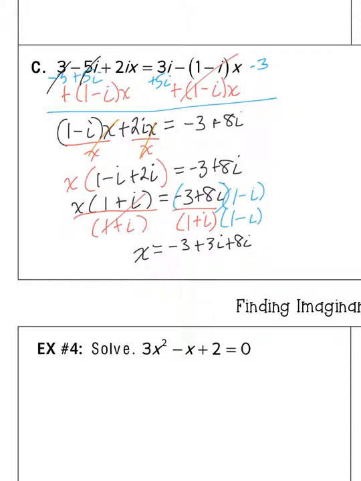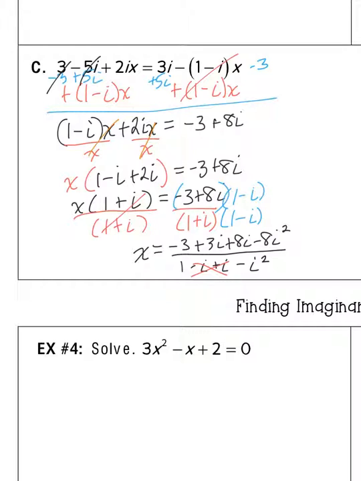And then 8i times -i is a negative 8i squared. We'll deal with that in a moment. Over. Then we're going to distribute here. 1 times 1 is 1. 1 times -i is -i. Distribute the i. i times 1 is i. So those are going to cancel. And then i times -i is negative i squared. So these are going to cancel.